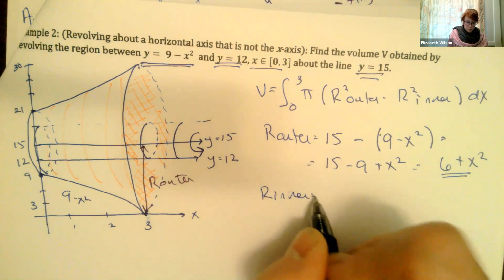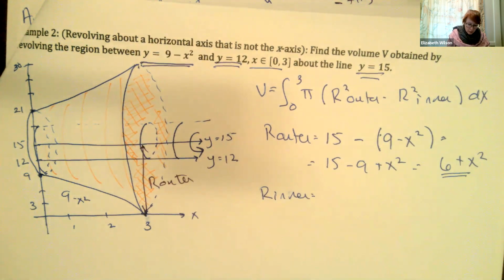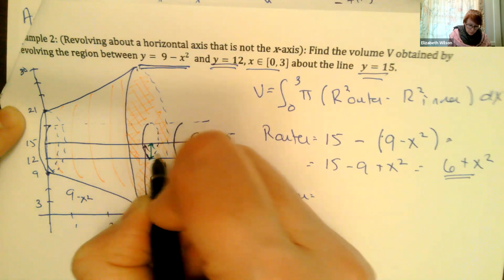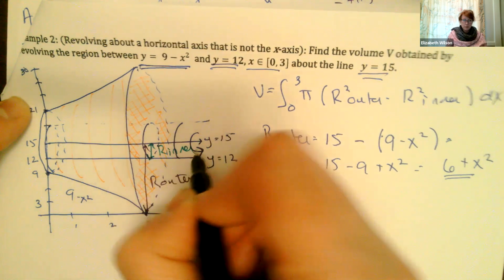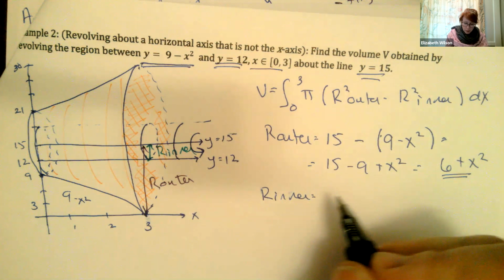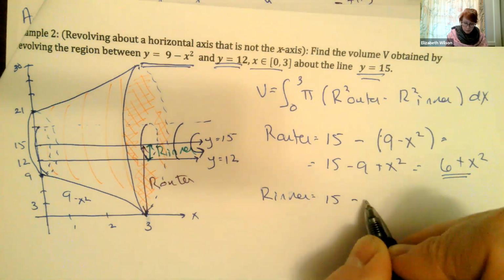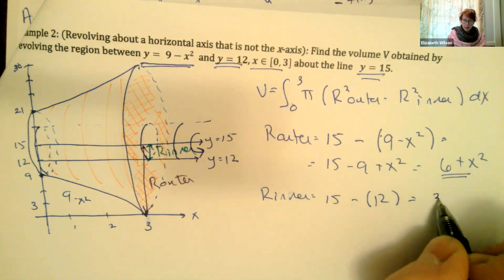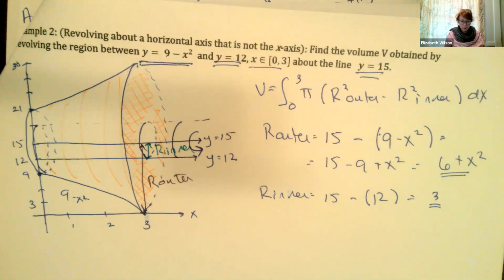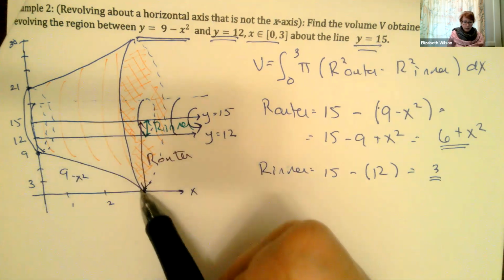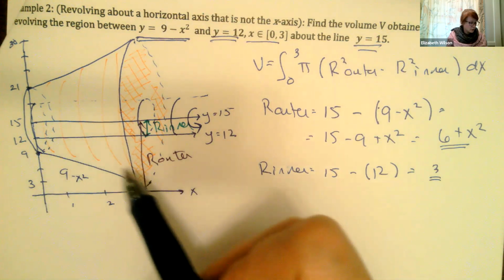My inner radius, I'm looking at here to here. That's why the picture can help you. No one's going to grade your picture. So 15 minus my other function, which is 12. So my inner radius is only 3. It's a straight line, so the radius is constant, whereas this is a curvy line, so the radius is going to change depending on our x position.